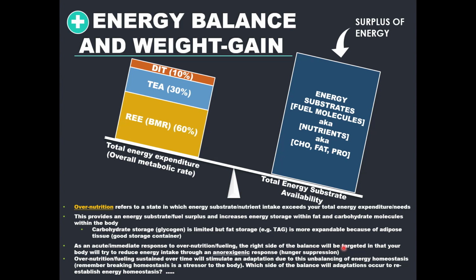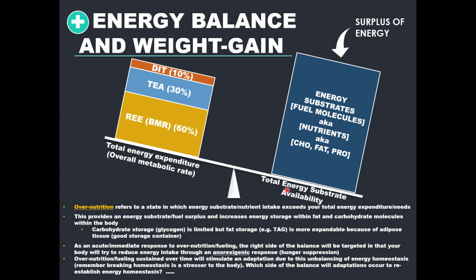So again, to summarize, the acute or immediate response to an energy surplus to re-establish energy homeostasis or balance is to reduce fuel and thus energy intake through an anorexigenic response, which is, in summary, anti-hunger and pro-satiety. Please make note of that. So the acute response to a positive energy balance is reducing the right side of the balance because, again, tipping this balance either way, in this case this way, is a stressor to the body.